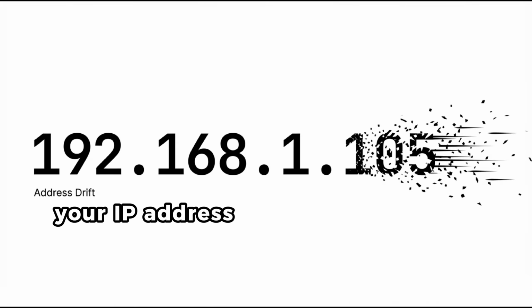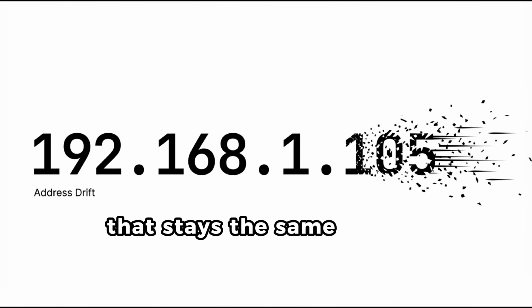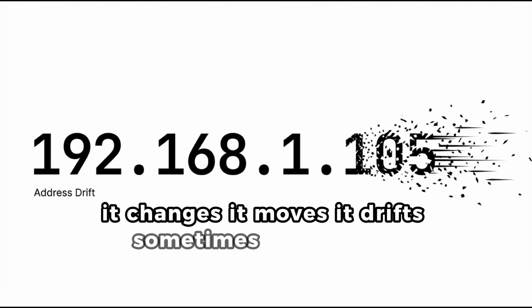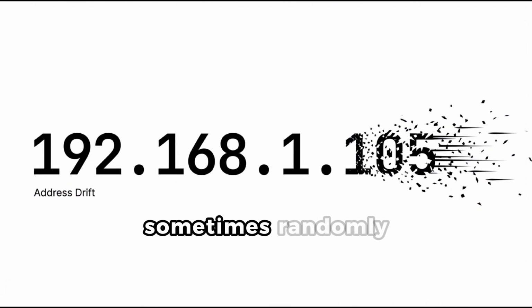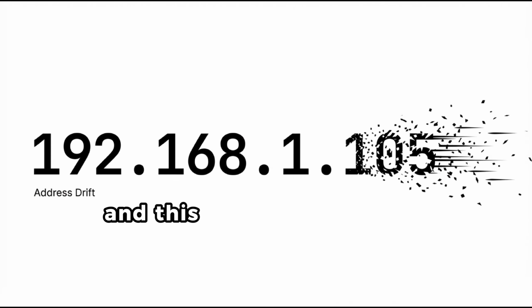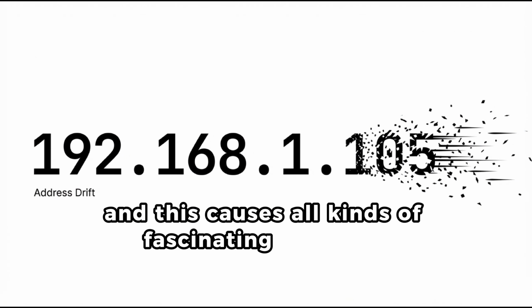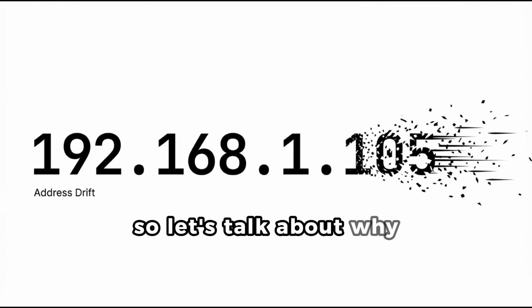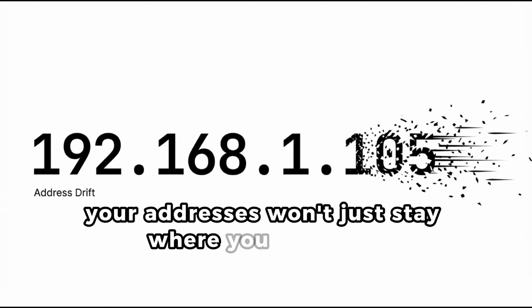Your IP address isn't this permanent thing that stays the same forever. It changes. It moves. It drifts. Sometimes predictably, sometimes randomly, and sometimes at the absolute worst possible moment. And this causes all kinds of fascinating problems and weird behaviors in networks. So let's talk about why your addresses won't just stay where you put them.